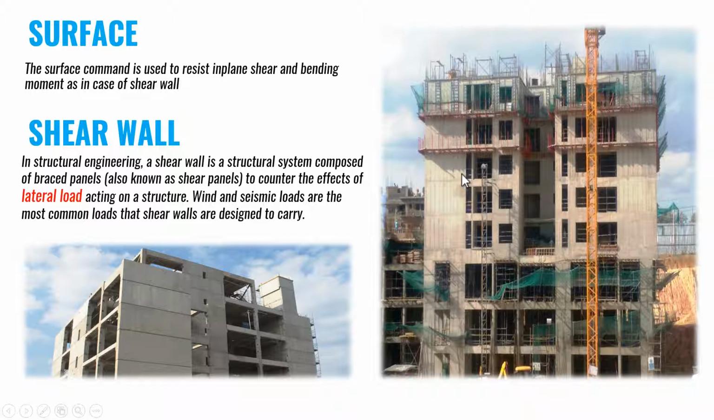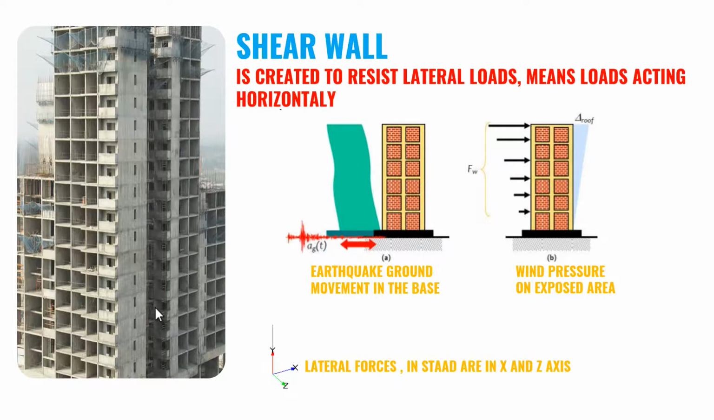Here you can see a few buildings having shear walls. This part is a shear wall. It's also called reinforced concrete walls. There is another example. You can see shear walls in most high-rise buildings to resist earthquake loads and wind loads. So lateral loads are the loads acting in the global x-axis and z-axis.